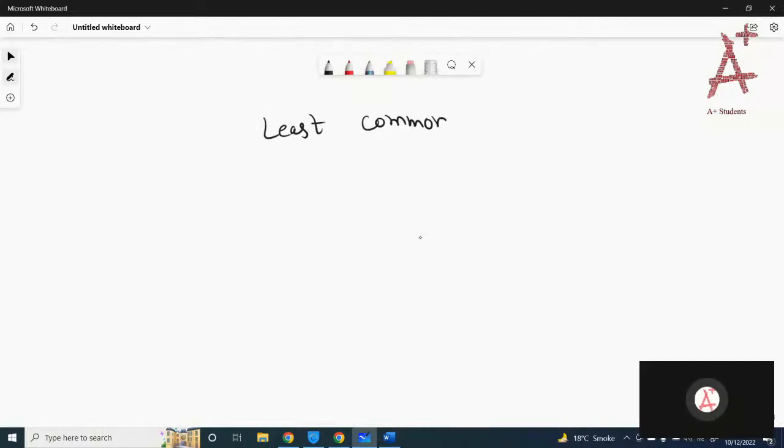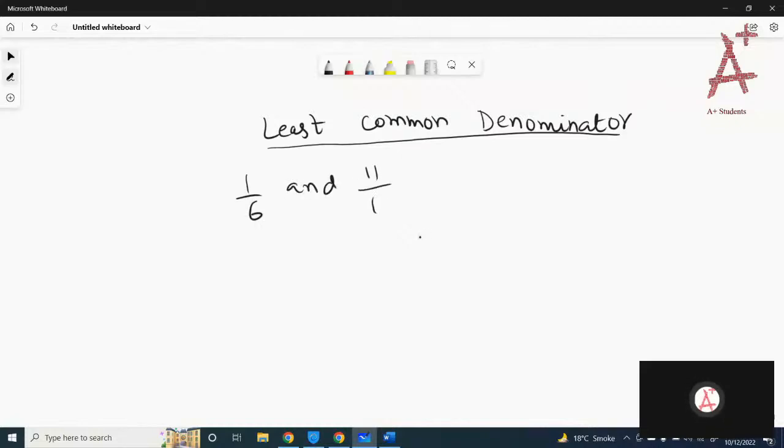So the next topic is least common denominator. First we are going to see what is the least common denominator. You are given two fractions. One of them is 1 by 6 and the other is 11 over 12. What is the least common denominator of 1 by 6 and 11 by 12? So first let me write down the definition of the least common denominator. Please note down the definition.